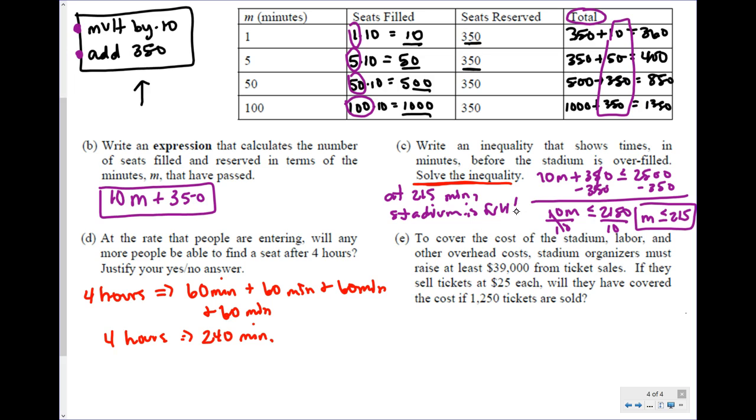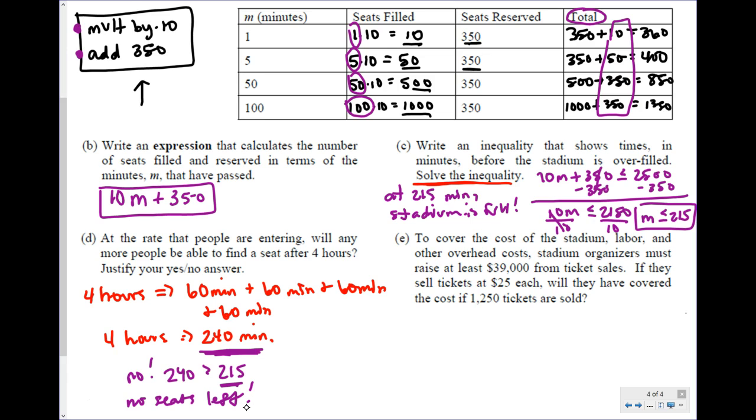So now if I go to D and look at this, 240 minutes, what does that mean? Will anybody be able to find a seat after 240 minutes? No. Because 240 is bigger than 215. By 215 minutes, it's full already. So anyone that comes in at 240 is not going to be able to find a seat. There'll be no seats left. Okay?